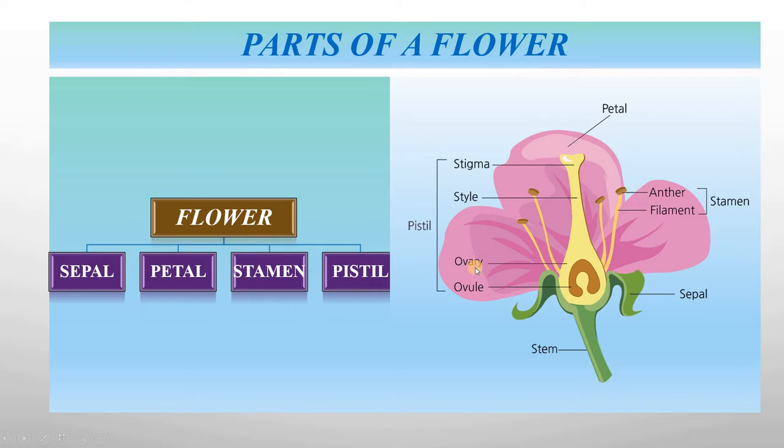Okay, so flower basically contains four parts, as you have already learned in class 6, that is sepal, petal, stamen and pistil. Sepal, petal, stamen and pistil. Okay, so here you can see this is a diagram of the structure of a flower. This is a structure of a bisexual flower. What is a bisexual flower? I'll explain later on. Okay, so this is all about the structure of a flower, and in today's class we will be learning in detail about each of these parts.